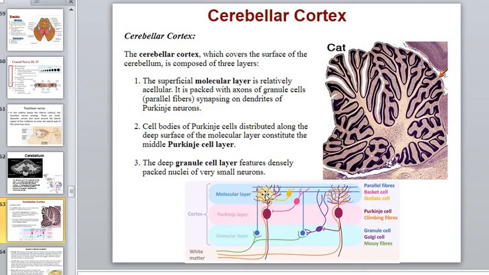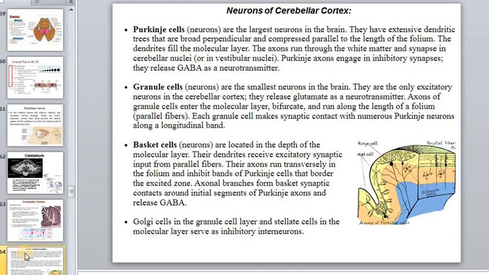So here we see just the branches of the cells, the Purkinje layer, and the deeper granular cell layer, densely packed nuclei of very small neurons. And here we see the granular cells, Golgi cells, and mossy fibers. And next, the neurons in the cerebellar cortex have some functions.